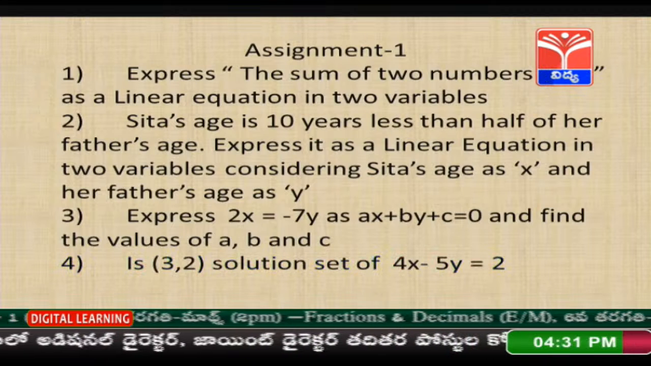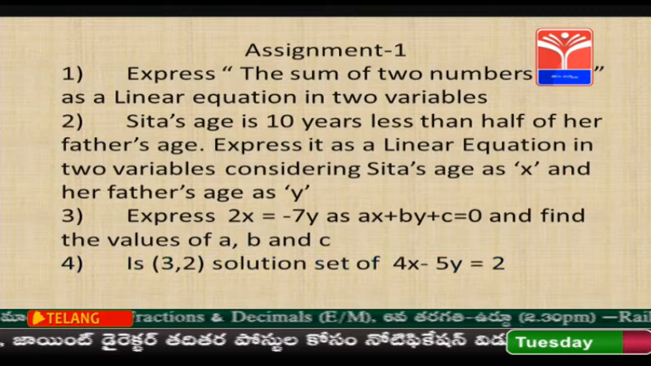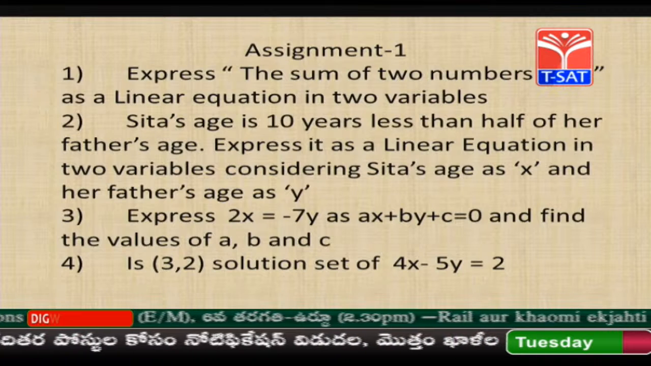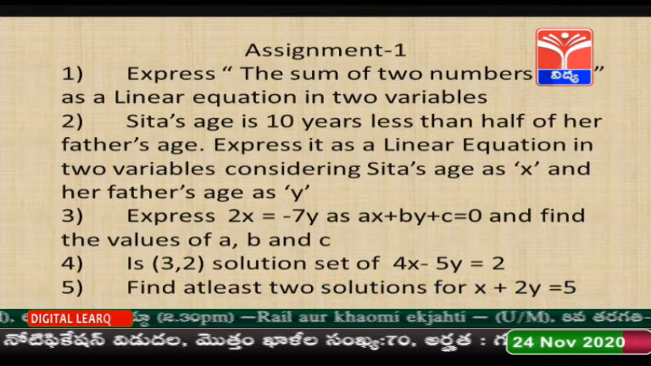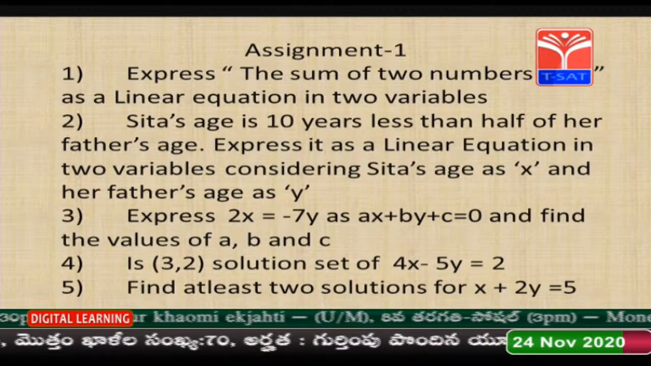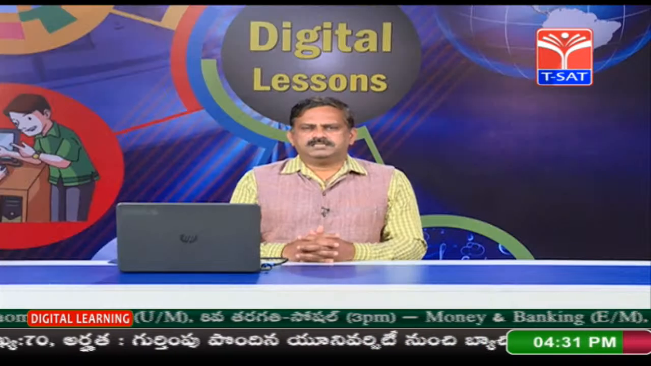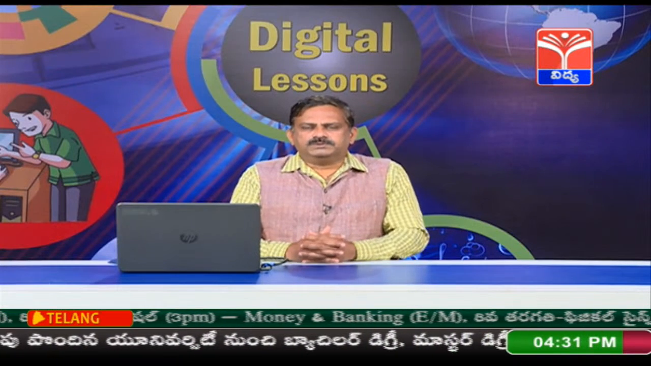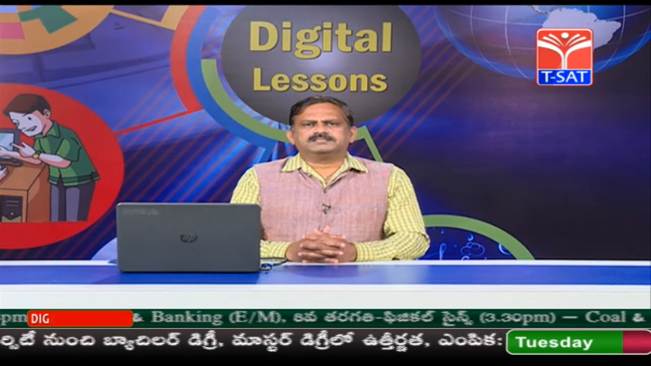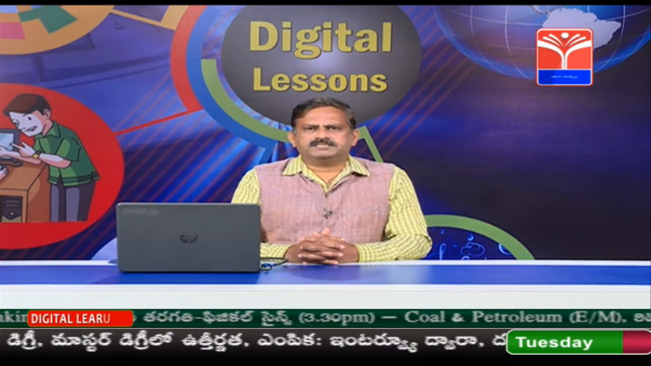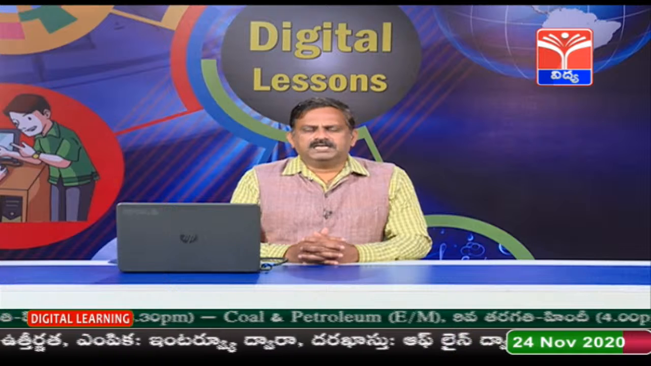Is 3 comma 2 a solution set of 4x minus 5y is equal to 2? Find at least 2 solutions for x plus 2y is equal to 5. Children, I hope you will be able to do the assignment, and there are still more questions present in your textbook. You go through them and try to solve them.